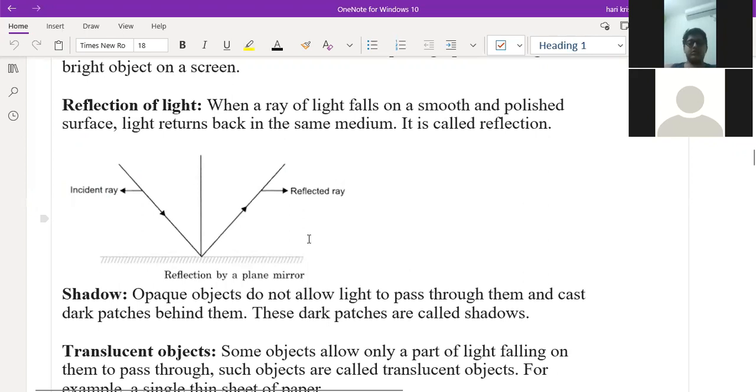What is the meaning of incident ray? Sir, I don't know, sir. Even I don't know, sir. Pragna, incident. What is the meaning of incident ray? You can see in the picture itself right here clearly.